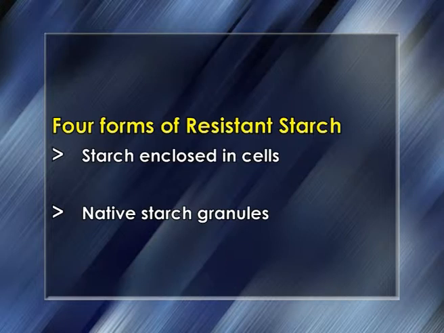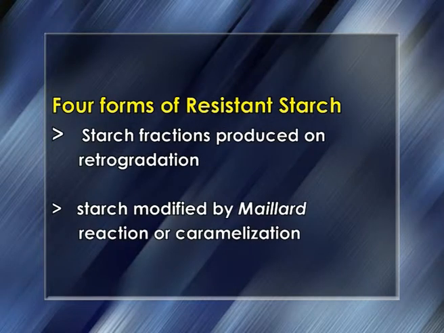A distinction is made between 4 forms of resistant starches. Type 1, starch enclosed in cells, for example, coarse ground grain or legumes. Type 2, native starch granules, for example, in bananas, potatoes. Type 3, starch fractions produced on retrogradation, for example, in boiled potatoes, breadcrumb. And type 4, starch modified by Maillard reaction or caramelization. That is formation of glycosidic bonds which are not hydrolyzed by alpha amylase.